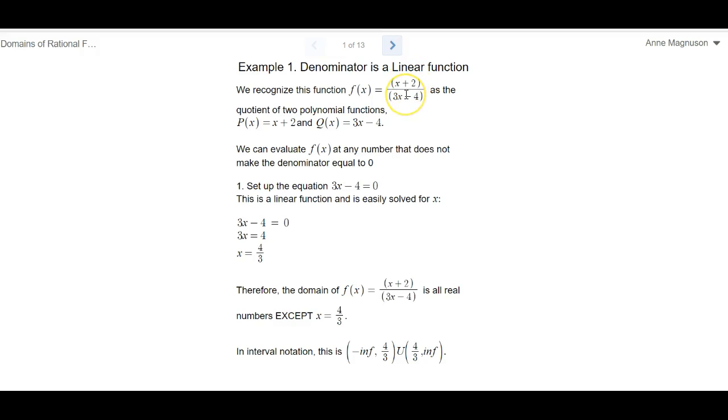This first example is the quotient of two linear functions. To find the value of x that we can't put into this function, we need to find the value of x that makes this denominator 0. So we do that by setting up the equation 3x minus 4 equals 0. It's a linear equation and can be easily solved for x. So we see x is 4/3. So all real numbers can be put into this function except x equals 4/3.